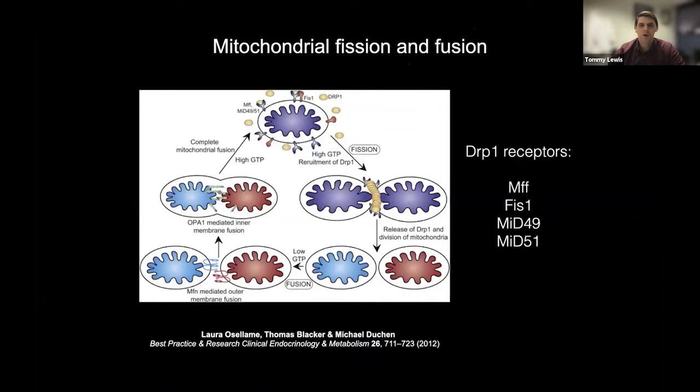Now we actually know quite a bit about the molecular mechanisms that regulate this fission and fusion of mitochondria, and they are pretty highly conserved all the way from yeast to mammalian cells. And many labs, including the Nunnari lab and others, have given us a lot of insight into this process. So mitochondrial fusion, the process of joining two mitochondria together, is regulated by two GTPase families, MFN1 and 2 at the outer membrane and OPA1 at the inner membrane.